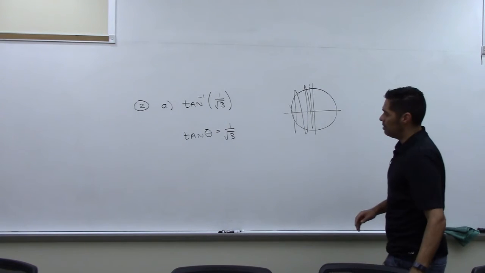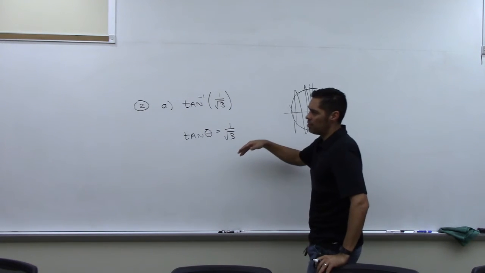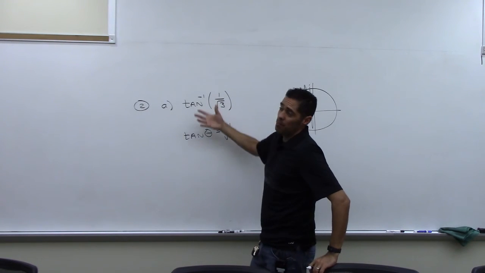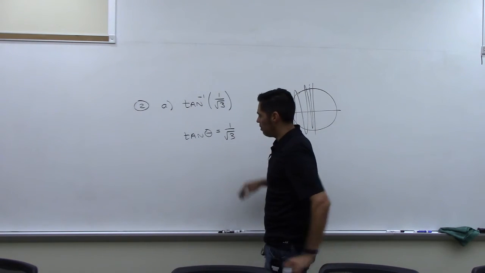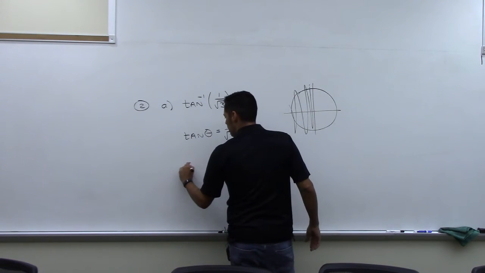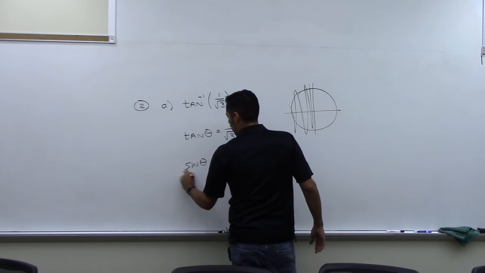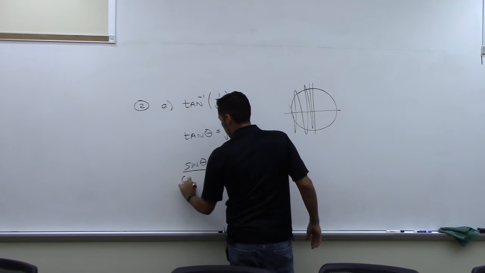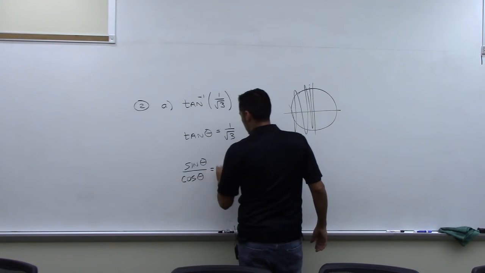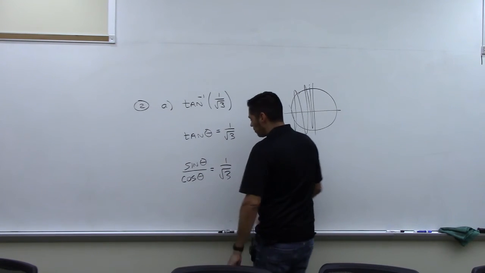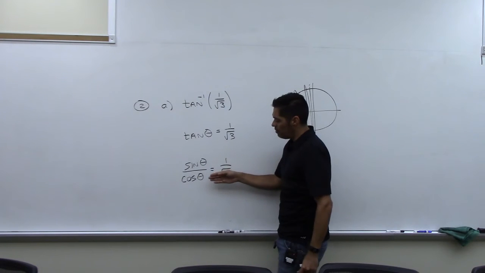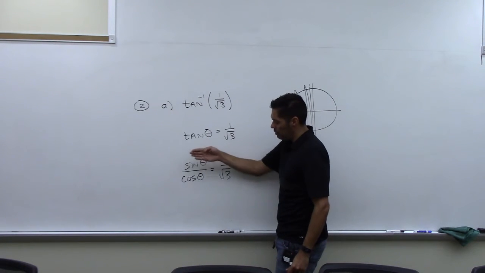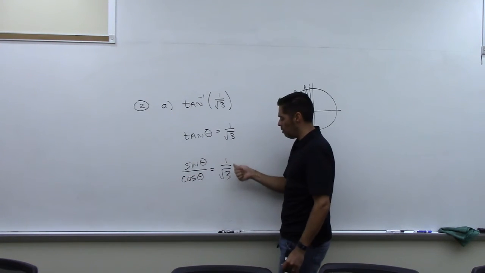Now remember, sine was the y-coordinate, cosine was the x-coordinate on this unit circle. Tangent is sine theta over cosine theta, and this has got to be equal to 1 over root 3. We need to know where, on the unit circle, the ratio of the y-coordinate over the x-coordinate is equal to 1 over root 3.